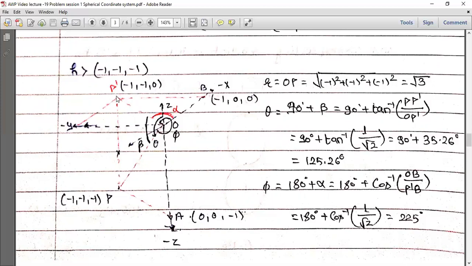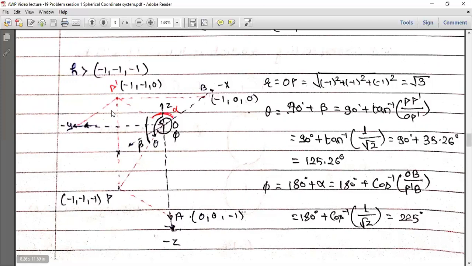Once you have the projection P dash, you join OP dash, you join OP, you join PP dash. Triangle OPP dash is a right angle triangle where the angle at P dash is 90 degrees. With respect to angle beta, OP dash is the base, PP dash is the perpendicular, and OP is the hypotenuse. Correspondingly, beta can be written as tan inverse of perpendicular upon base, PP dash upon OP dash.